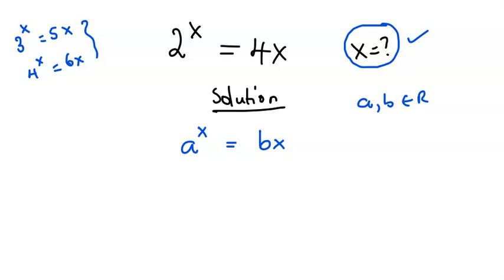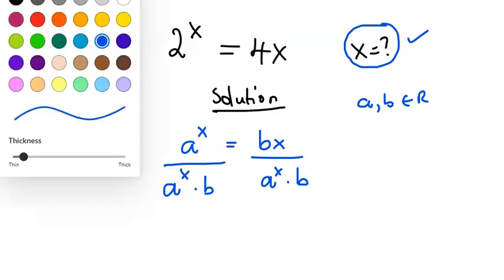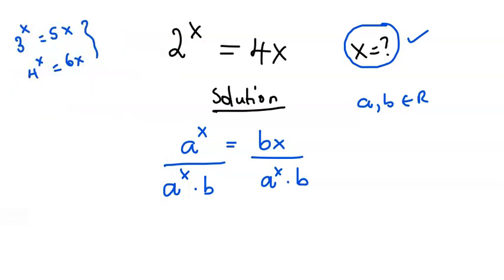Okay, so here is what we're going to do and how to solve this type of equations. We're going to divide both sides of this equation by a raised to the power of x multiplied by b. And if you notice here, you will see that there are some nice cancellations going on. This and this. From the right hand side, this and this. You get the idea?